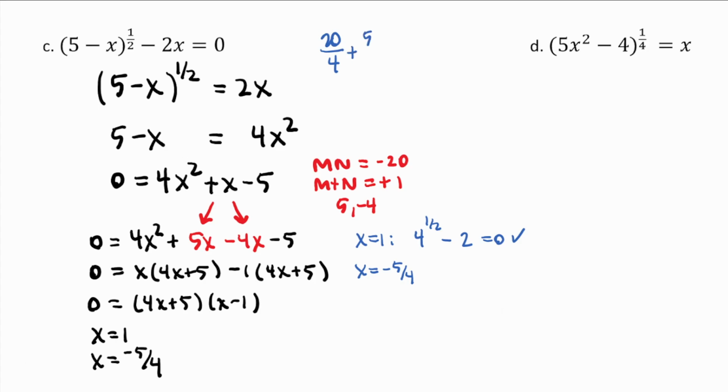5 fourths plus 5/4, that's going to be 25/4. If I take that to the 1/2 power, I'd have 5 halves. Minus 2 times -5/4 would be plus 5 halves. That is also equal to 0. So, okay, both of these work. These are both valid solutions. That one was kind of weird on the checking the answers front, but we square both sides, we gotta check.